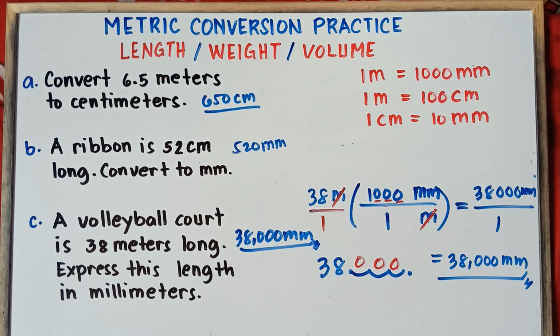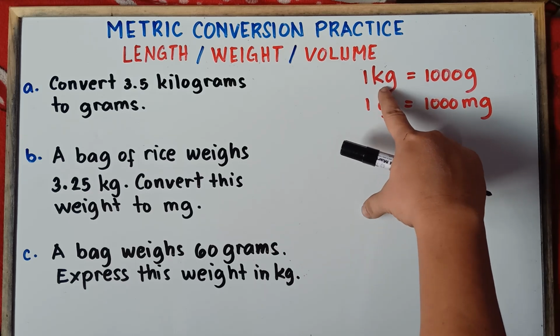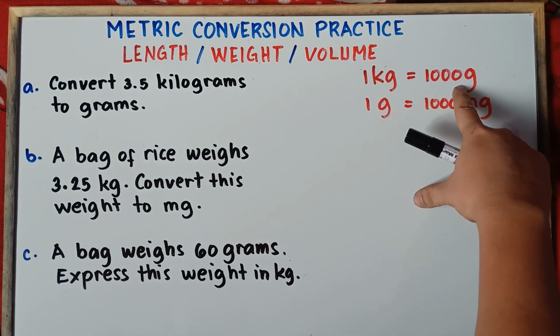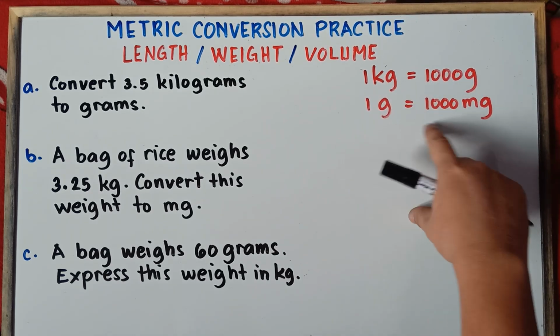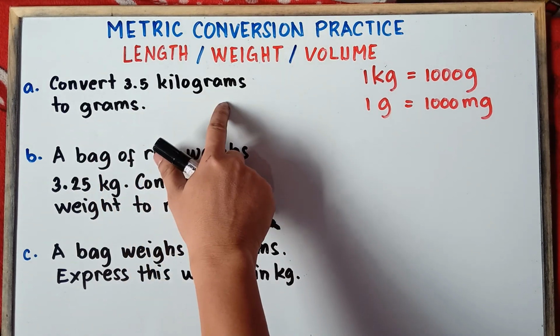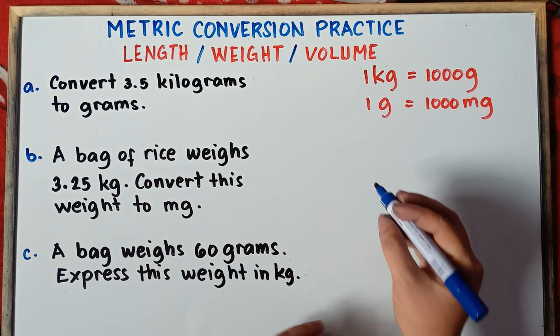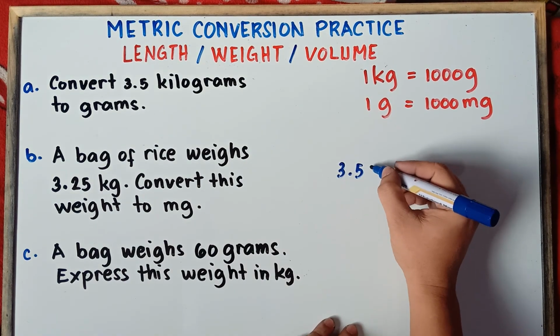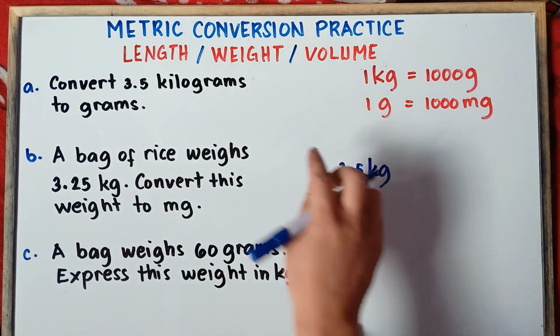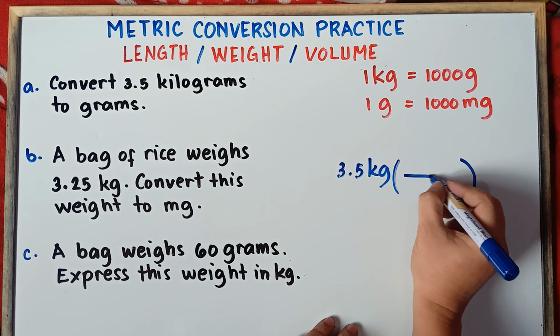So let's have another example, class, for the weight. 3 examples for the weight. Alright, so let's proceed now in converting unit weight. So we have the conversion: 1 kilogram is equal to 1,000 grams, and then 1 gram is equal to 1,000 milligrams. So letter A, convert 3.5 kilograms to grams. Once again, our given is 3.5 kilograms, convert into grams. So you put parentheses.